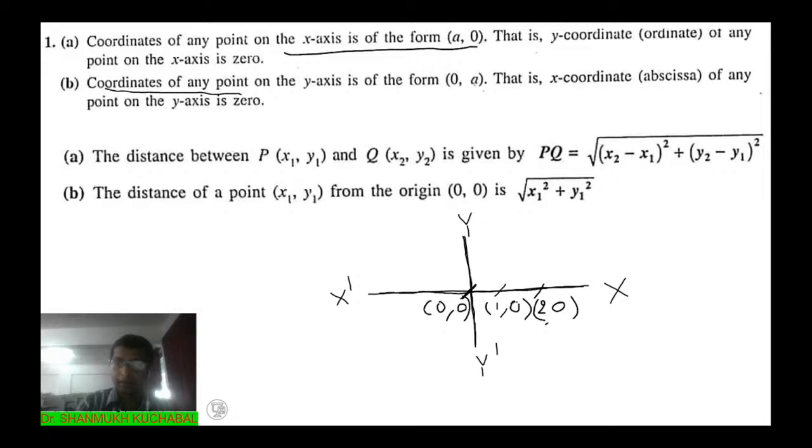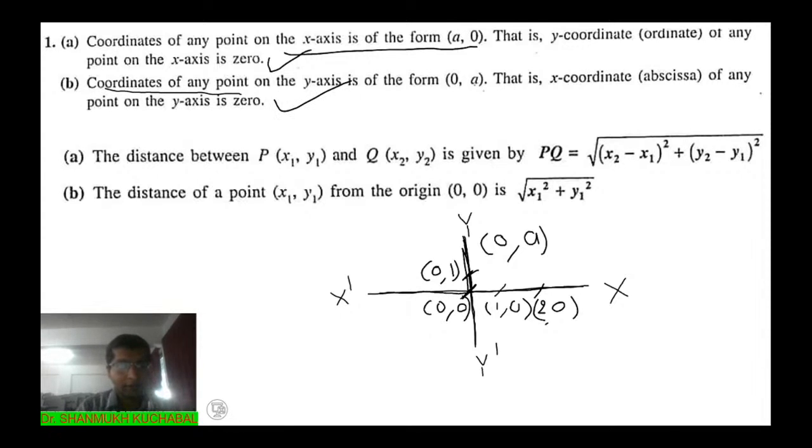Similarly, for a point on the y-axis, this point is (0, 0), the origin. Further we move here, where the x coordinate is 0 and the y coordinate is 1, next (0, 2), like that. So a point on the y-axis means its x coordinate is compulsorily 0 and the y coordinate is some element a. So these are the 2 points here.